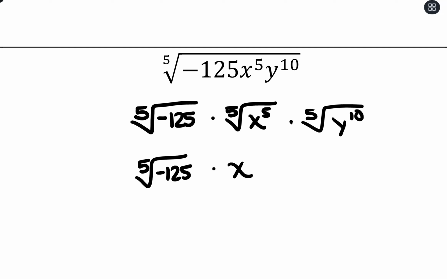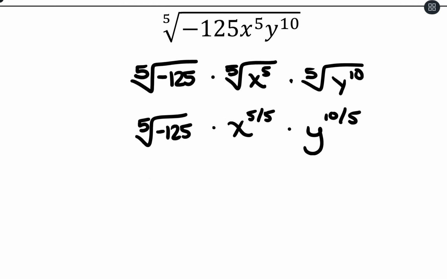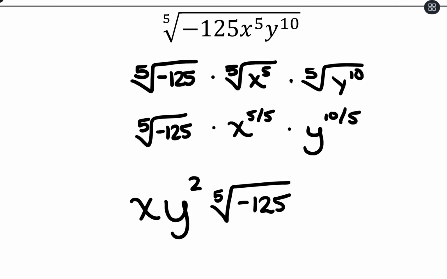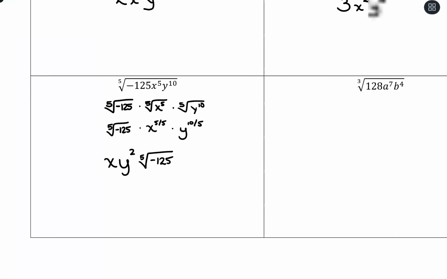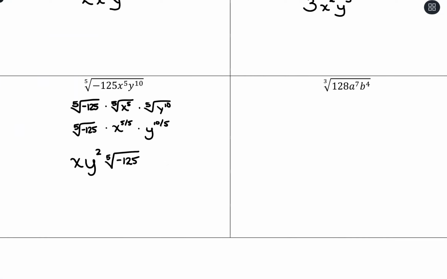So I'm going to keep that out front, but then I'll move it later on. X to the 5/5 times y to the 10/5. So we're getting x to a power of 1, y to a power of 2. That y kind of got away from me. And then we're going to still have fifth root of negative 125 as our radical portion.